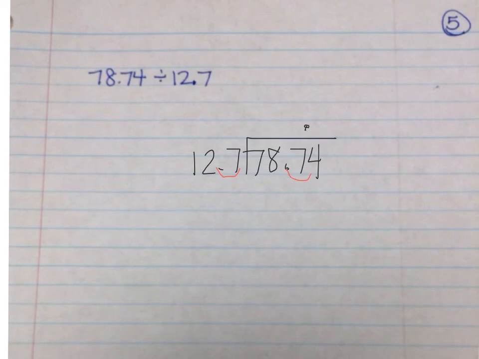All right, so 127 goes into 787 6 times. 6 times 127 is 762. When we subtract those, we get 25. We bring down our 4. 127 goes into 254, exactly 2 times.